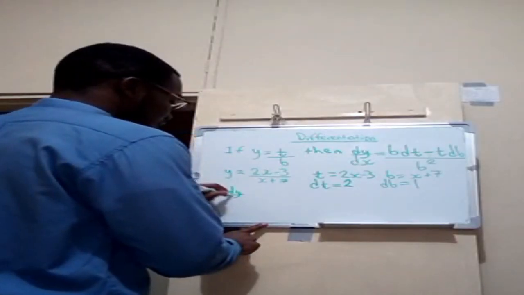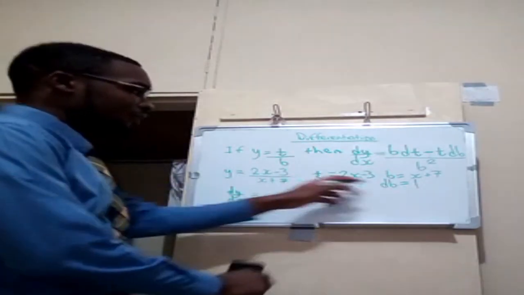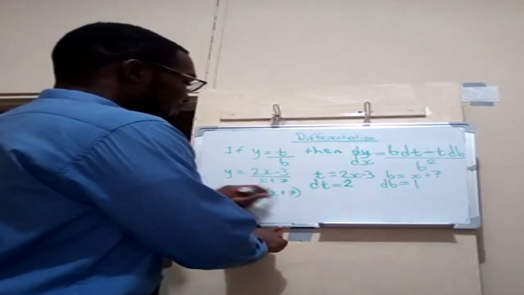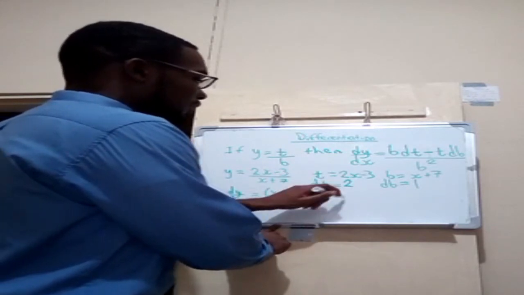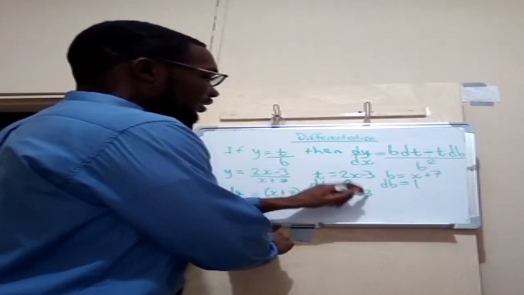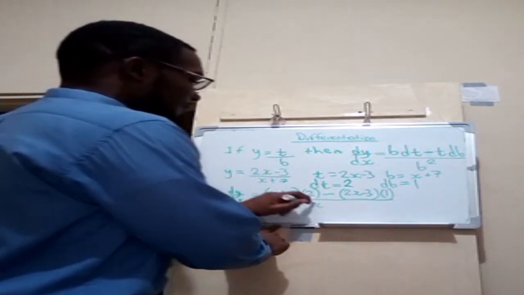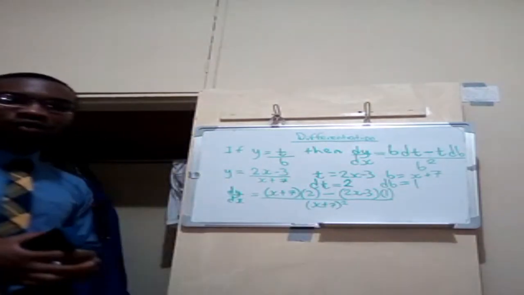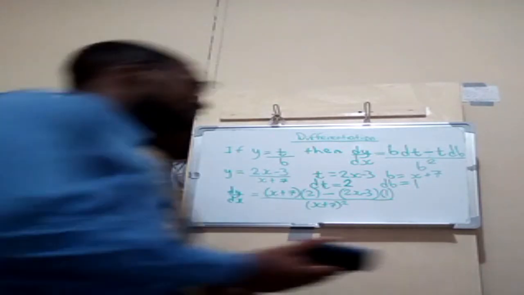Alright, and so dy by dx is equal to, you start with the bottom, which is x plus 7, times the differential of the top. We differentiate the top, we get 2, minus the top, 2x minus 3, times the differential of the bottom, which is 1, over the bottom square. That's dy by dx. The only thing left to do is simplify the numerator, which we can.